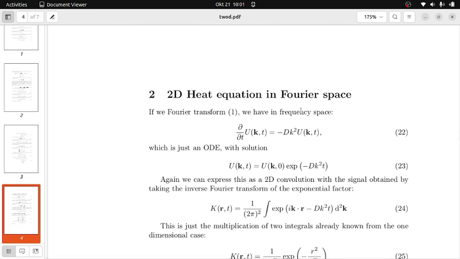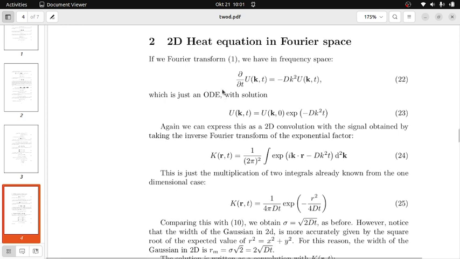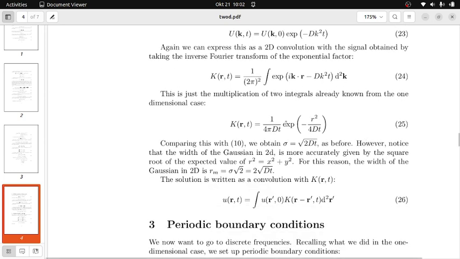And this is just an ordinary differential equation, and the solution is simply u_k(t) equals u_k(0) times the exponential of minus D k squared t, right? And again, we can express this as a 2D convolution with a heat kernel, which we obtain when we simply Fourier transform this multiplicative component, and then this is just 1 divided by (2 pi) squared times the integral of the exponential of i k dot r minus D k squared t, d squared k, right? And as before, this kernel is just a Gaussian, and it's a 2D Gaussian.